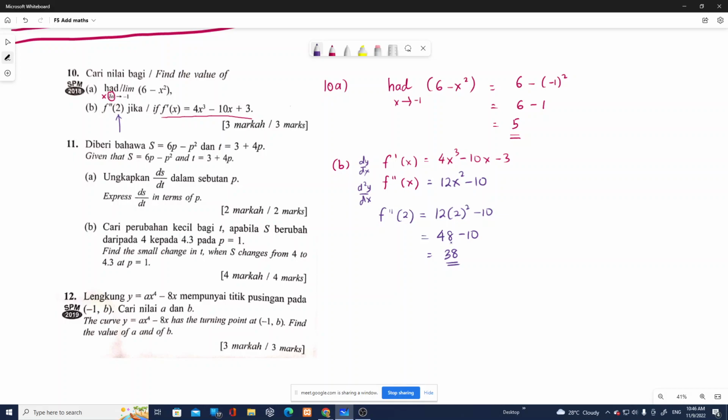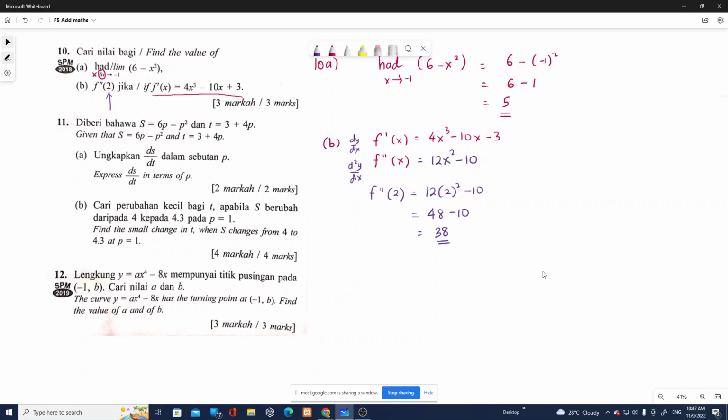Understand. Okey, 11. Soalan seterusnya 11. Diberi bahawa fungsi S dalam sebutan P dan fungsi T ialah 3 tambah 4P lah. Dia nak ungkapkan ds per dt dalam sebutan P. Okey, untuk nombor 11A, S sudah diberikan 6P tolak P kuasa 2. T pun sudah diberikan T tambah 4P. So dia nak ds dt lah.